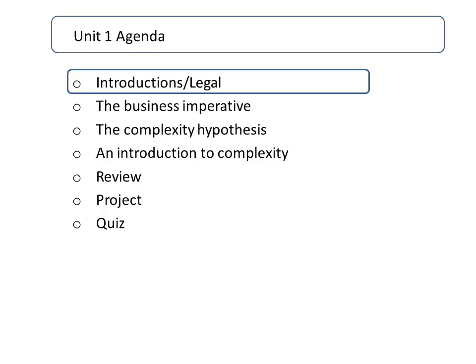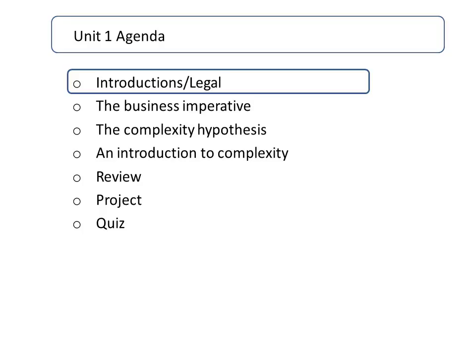In Unit 1, I'm going to start by introducing myself, talk about a few legal issues you should be aware of, then we'll move on to the business imperative. What is it that the business cares about that IT Complexity Analytics can provide some value in? Then I'll talk about the complexity hypothesis, and that will lead us to an introduction to the general field of IT complexity. Of course, we'll be studying that in much more detail in the following 11 units, but this will serve as a general introduction to some of the important ideas.